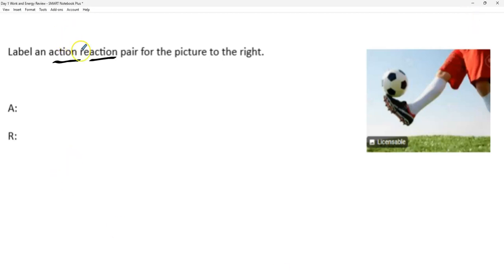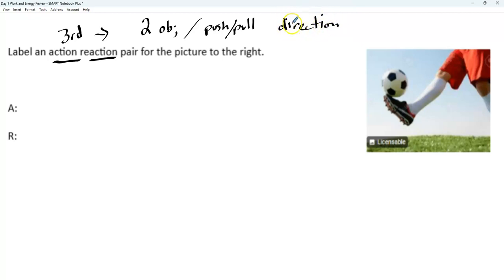So the third law, which is dealing with action-reaction pairs, is the idea that for every action there's an equal and opposite reaction. I talk about it as caveman talk, so you just write out a basic statement that describes the two nouns, or two objects that are involved that are pushing or pulling, and then direction. So I have done this in previous videos, but for this one, the two objects that I have here, I would have the ball and the foot.